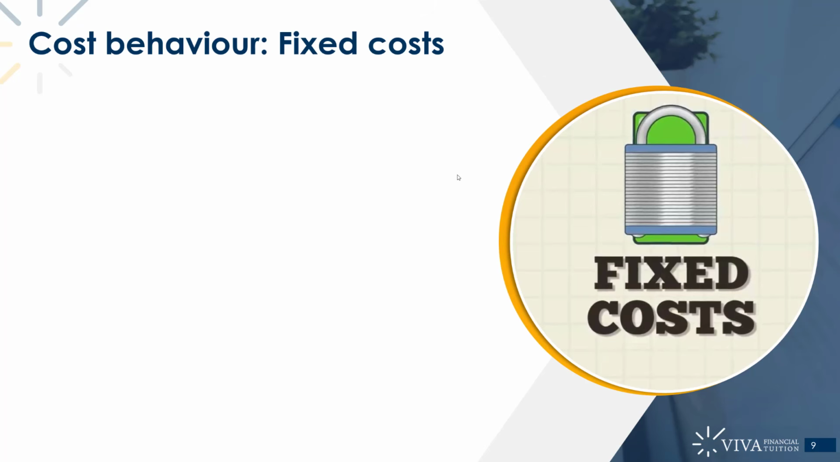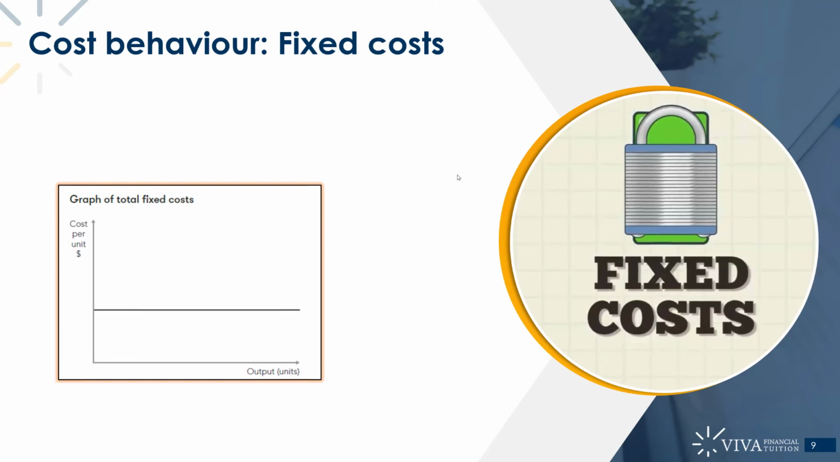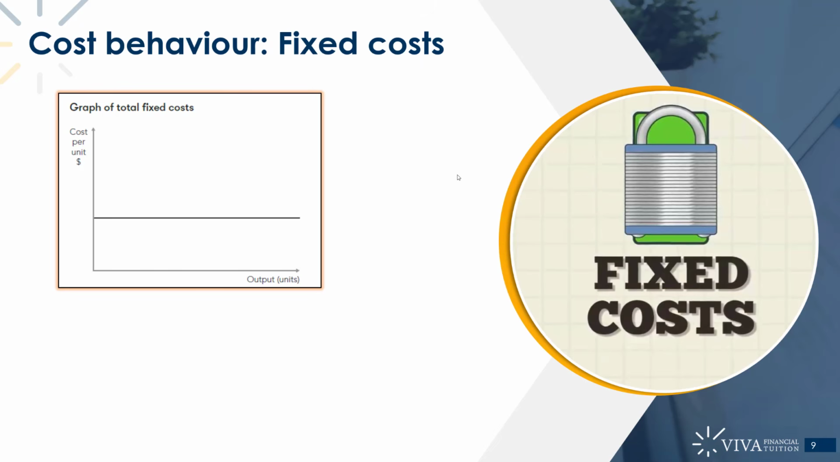Right, so the next section of this lesson is cost behaviors. The first cost behavior we are going to run through is fixed costs. Very simply, fixed costs are costs that do not vary depending on output.